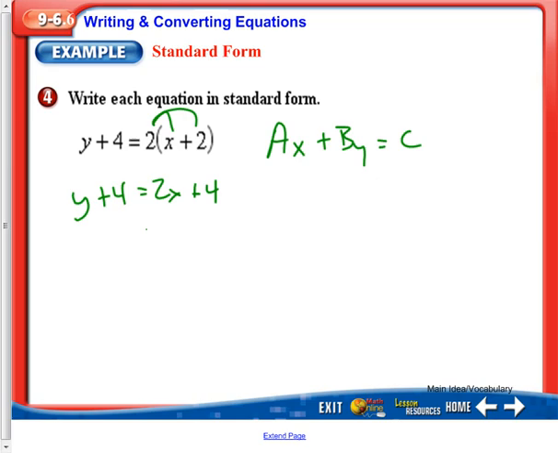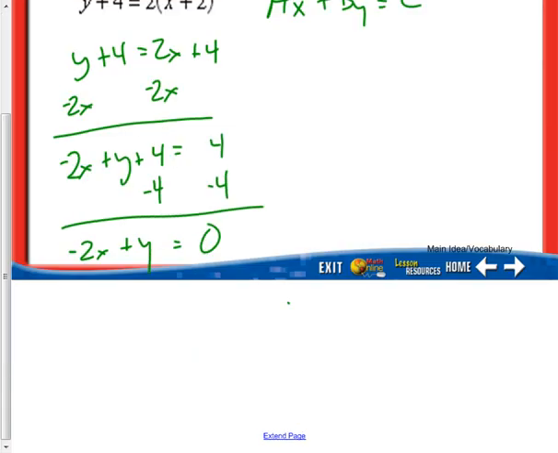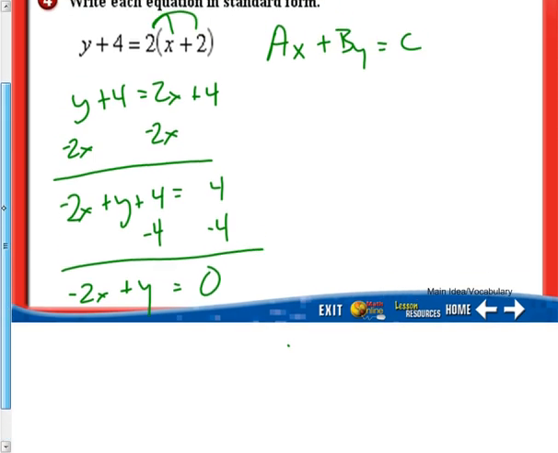So I'm going to go ahead and move my x value, minus 2x on both sides. So I'm going to get negative 2x plus y plus 4 equals 4. I'm going to go ahead and subtract my constant from both sides. I'm going to have negative 2x plus y equals 0. Okay, now let's think about what we said that a standard form must have. Because right now we are actually in standard form.